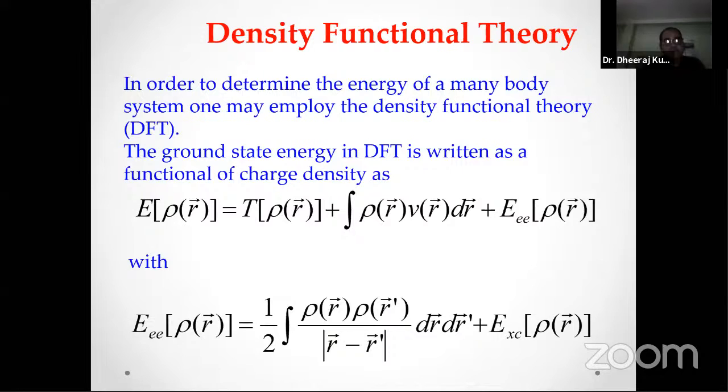In density functional theory, the ground state energy of any system is considered as a function of the charge density. We can see that the energy of any system is the sum of three types of energy. The first term represents the kinetic energy, the second term represents the interaction energy with the external potential, and the third term represents the electron-electron interaction energy. This electron-electron interaction energy is further the sum of two types of energy, the electron interaction energy with the neighboring electrons, and the second term, the exchange correlation energy.